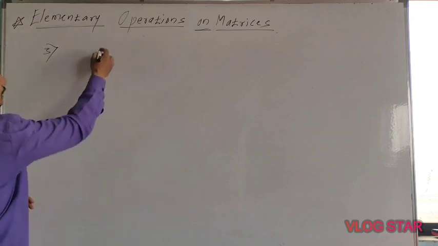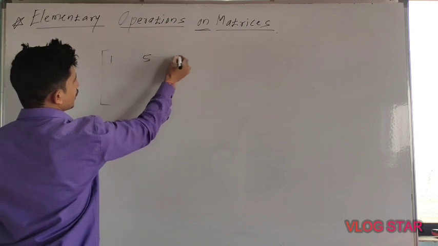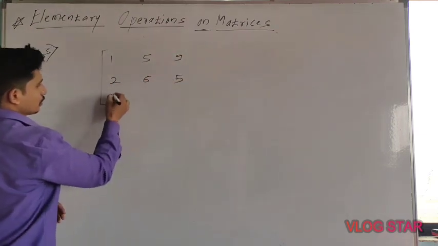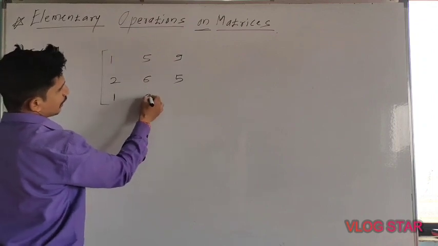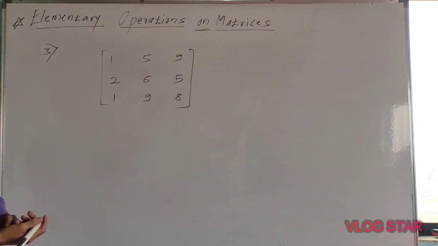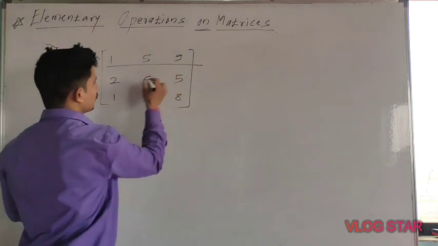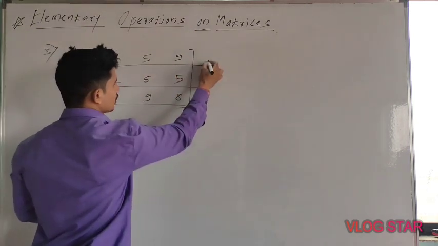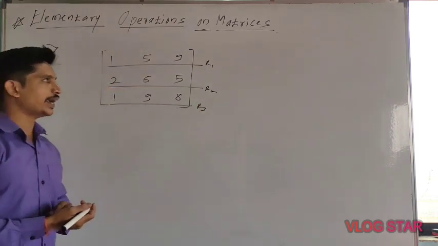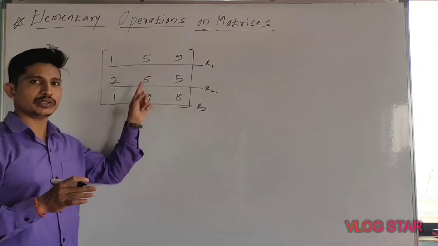Now let's see. One matrix I'll write here: 1 5 9, 2 6 5, 1 9 8. So this is the matrix I have taken. Now I am going to add the rows. Suppose this is R1, this is R2, and this is R3. I am adding row number 1 and row number 3.